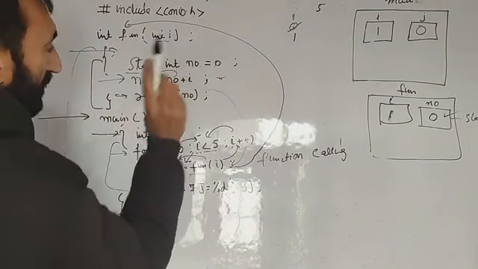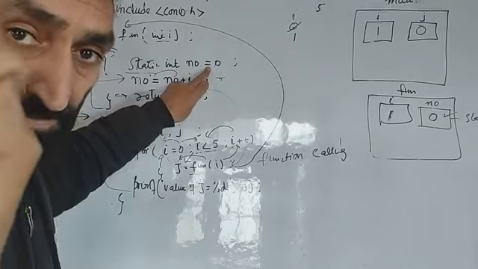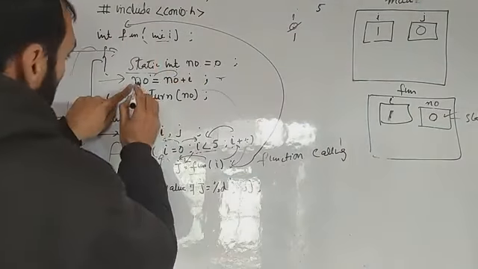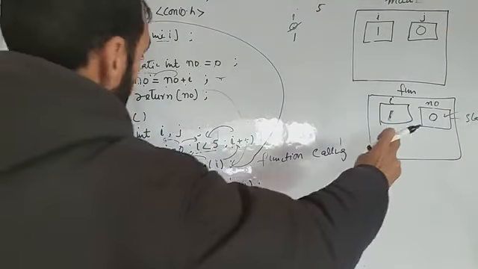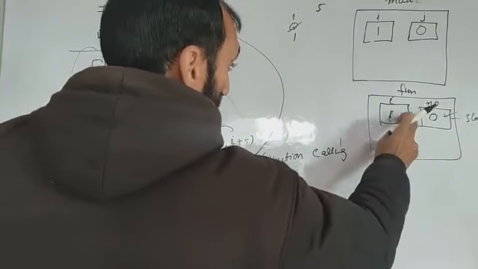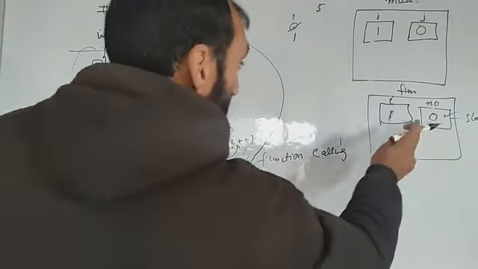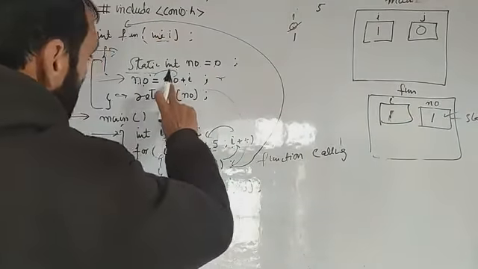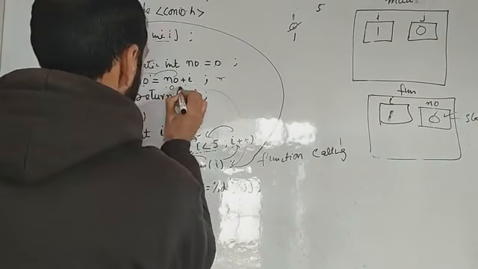Static int number equal to 0. Can you initialize it again? No. Initialization of the static variable takes place only once. That means it stays 0. Number equal to number plus I. Number was 0, plus I. 0 plus 1, that means 1. That means the new value of number is 1. Here it is 0, that means 0 plus I. What is I?